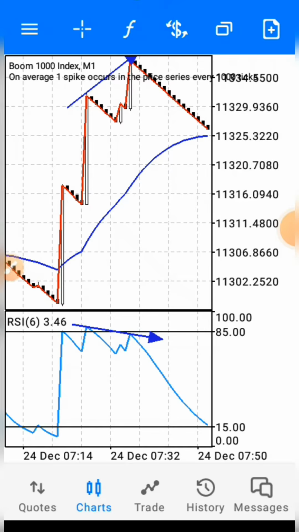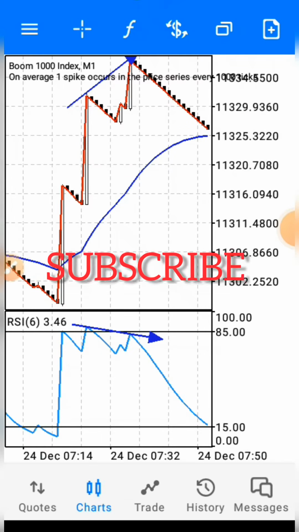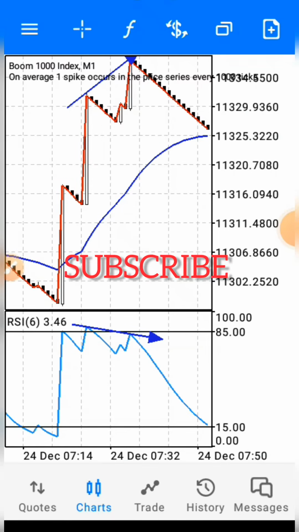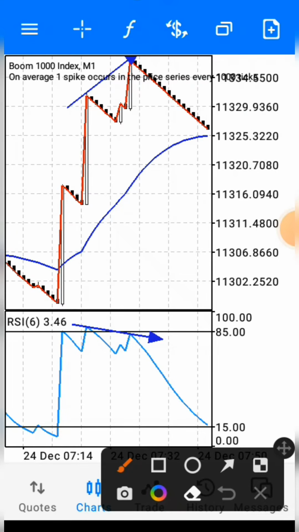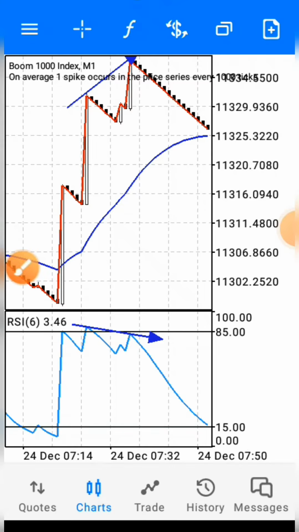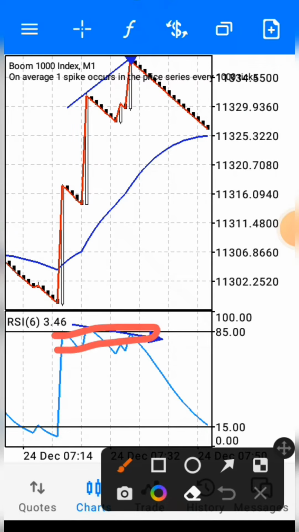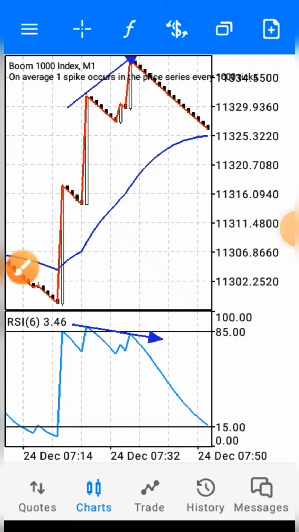Okay, now for our strategy, we need some conditions. Okay, we need to meet some conditions before we can take trades. Okay, and I'm just going to tell you guys the conditions right now. Okay, now for our first condition, as you all know, first of all we need to wait for the RSI, the relative strength index, to get to the overbought level, which is the 85 level here. We need to allow it to get to the 85 level. That is our first condition.